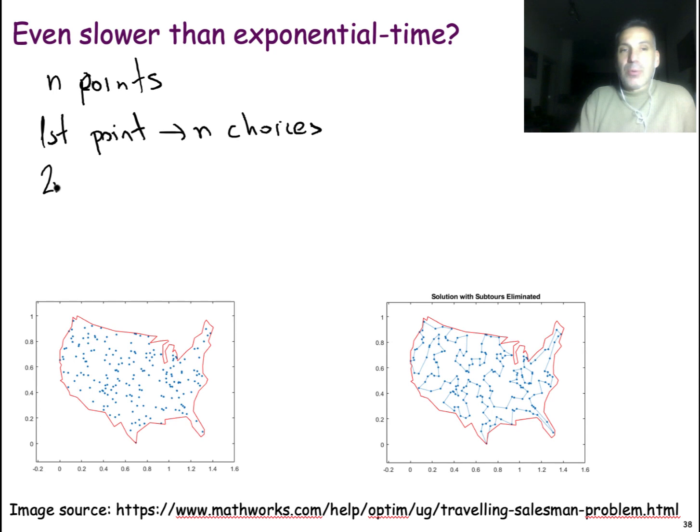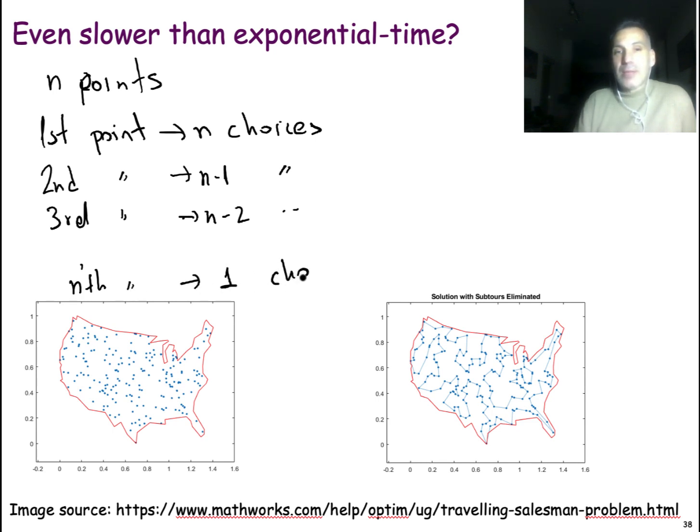For the second point, how many choices do we have? N minus 1, because 1 is already taken. For the third point, we similarly have n minus 2, all the way to the nth point of the tour. For that one, we are left with only one choice, actually.